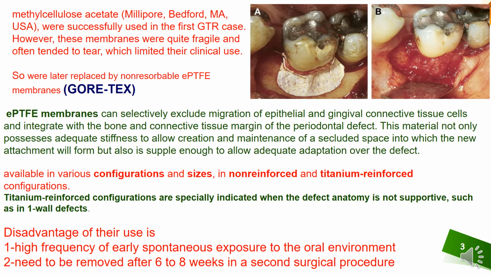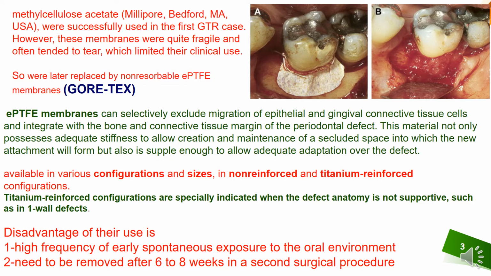This material not only possesses adequate stiffness to allow creation and maintenance of a secluded space into which the new attachment will form, but is also supple enough to allow adequate adaptation over the defect. We have different types, configurations and sizes. Some are non-reinforced, some are titanium reinforced. The titanium reinforced configurations are especially indicated when the defect anatomy is not supportive, such as in a one wall defect. So we need additional support, that's why we use the titanium reinforced.